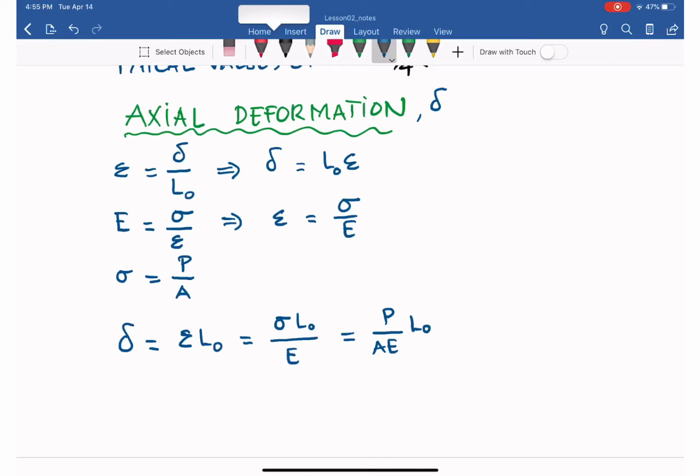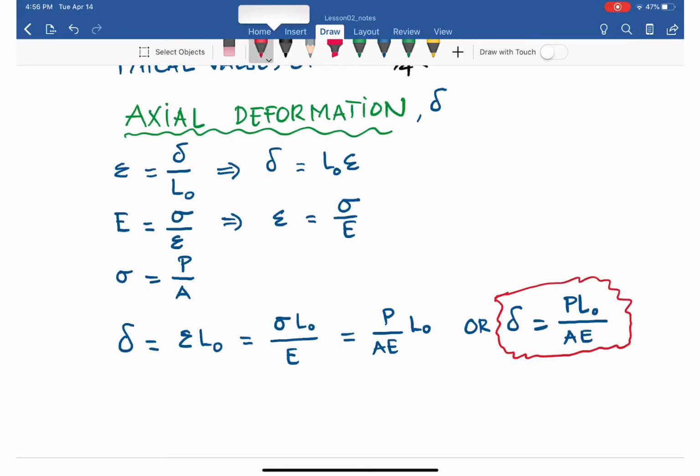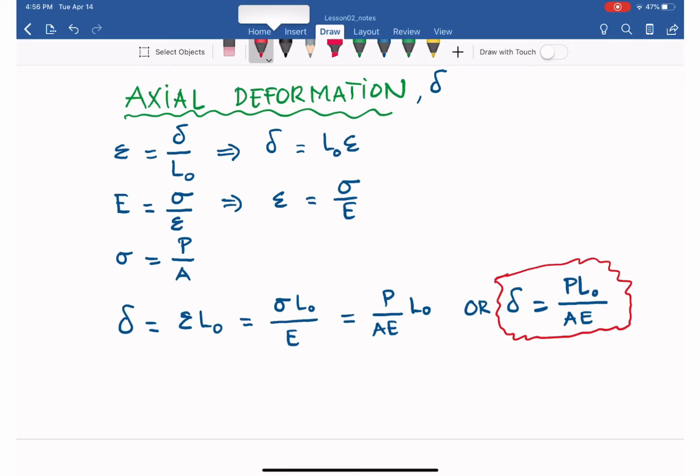Or you can write the axial deformation equal to P L, original length, over A, the cross-sectional area, times the Young modulus E. So basically, if we have the load, we know the material to find the Young modulus, the cross-sectional area, and the length, you can find the axial deformation, delta equal to PL over AE. So that is the concept, keep that in mind.